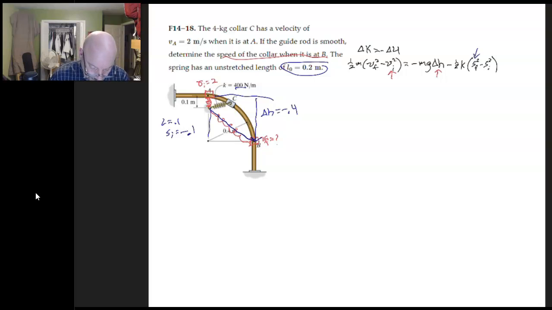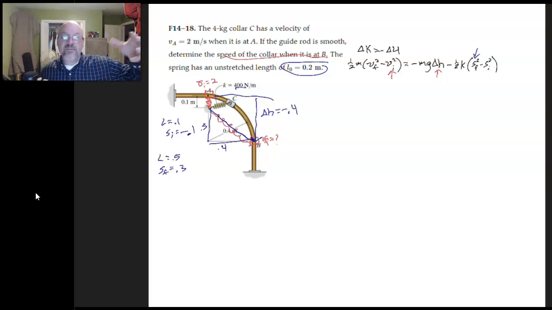Then let's look at this distance at the end, right here. I've got a triangle here, 0.3, 0.4. I know that's 0.3 because the whole thing is 0.4, so we just back off 0.1 and that leaves us with 0.3. So that whole length there is 0.5. So s final is, we subtract off the 0.2 and we're going to get 0.3. So I made the one term negative because it's a compression and the other term positive because it's a stretch.